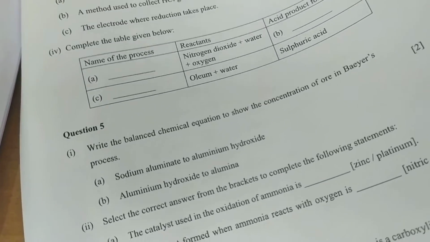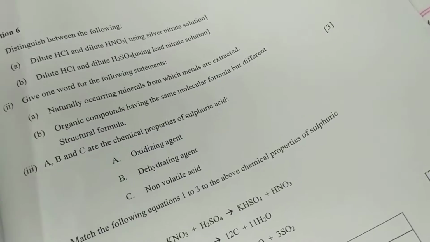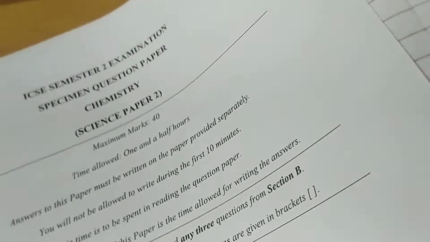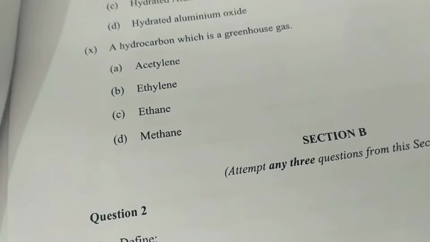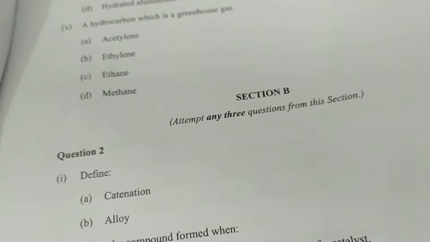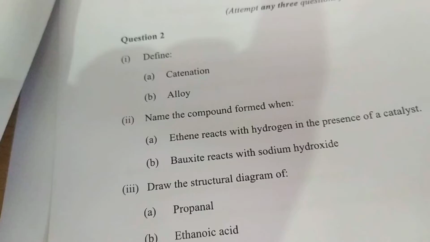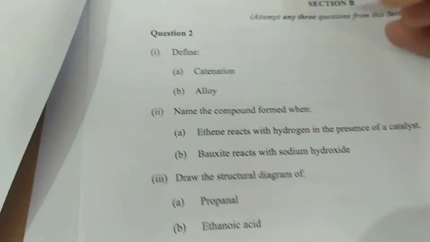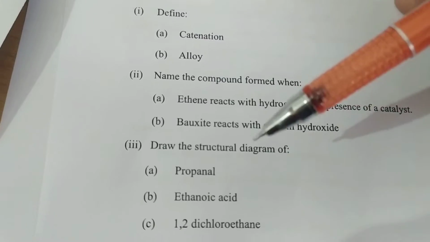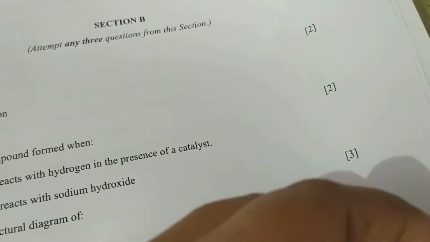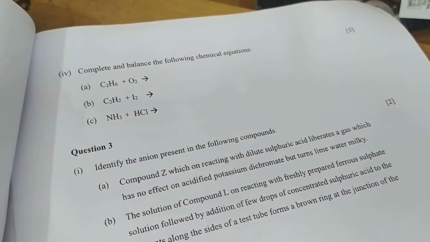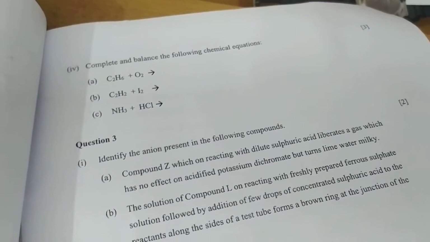Although you have been given a choice out of questions that start from question number 2, so 2, 3, 4, 5, 6, 5 questions are given, and you have to attempt any 3 questions from this section with all its parts. If you are attempting question 2, you have to attempt part 1, define, part 2, name the compound, and part 3, draw the structural diagram. And one more part of this question is to complete and balance the following chemical equations. That is 10 marks each.